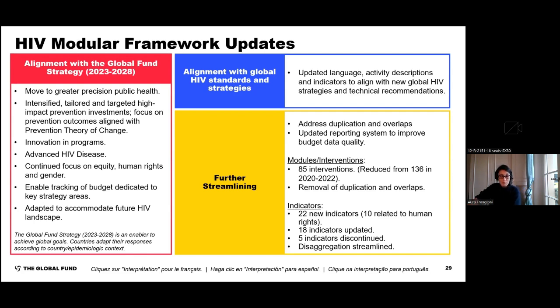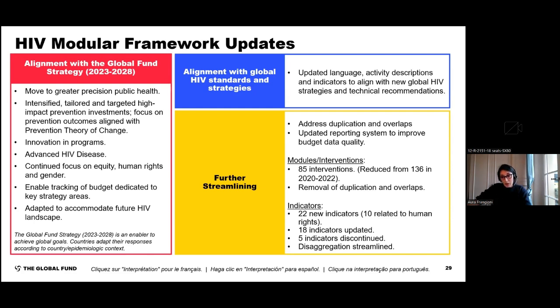Precision HIV prevention now is a priority in the new strategy, and changes to the modular framework address this priority. Additionally, the modular framework now also encourages budgeting for access to prevention options via low threshold and non-facility platforms such as digital, community, or self-care.